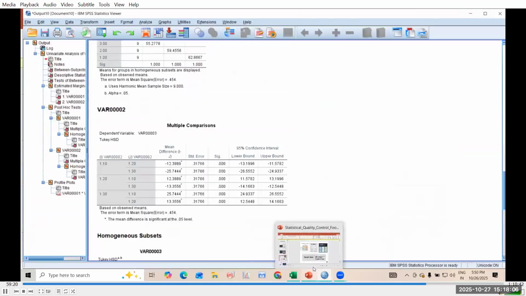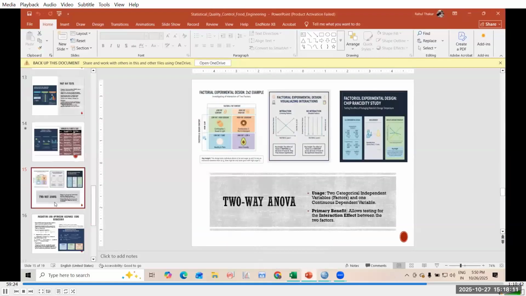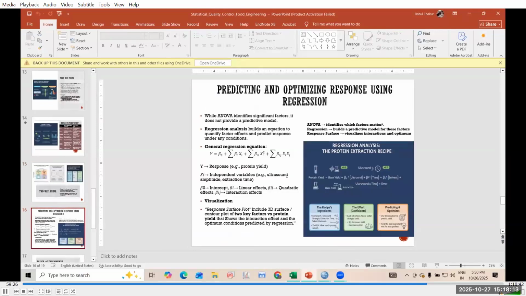Let's go to the next slide. Okay, this is predicting and optimizing the response using regression.